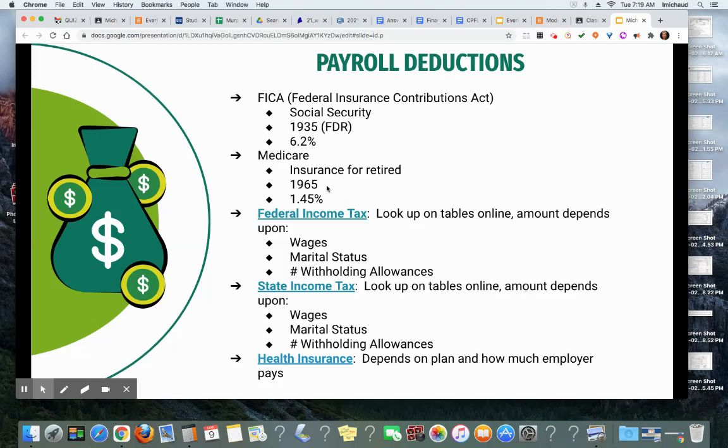Federal income tax is something you need to look up online, and the amounts withdrawn for federal income tax are dependent upon your wages, your marital status, and the number of withholding allowances you claim. That is to say, withholding allowances is the number of people you are financially responsible for. State income tax is the same as federal income tax, except on the state level. And the amount withdrawn for health insurance depends upon the plan that you have and how much your employer is willing to pay.